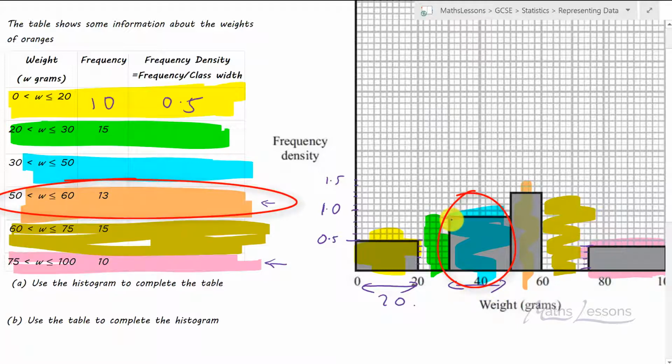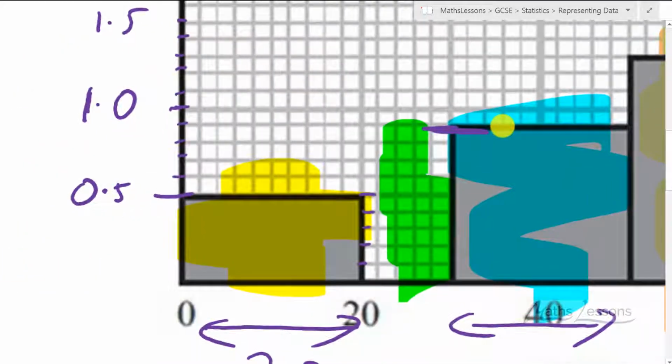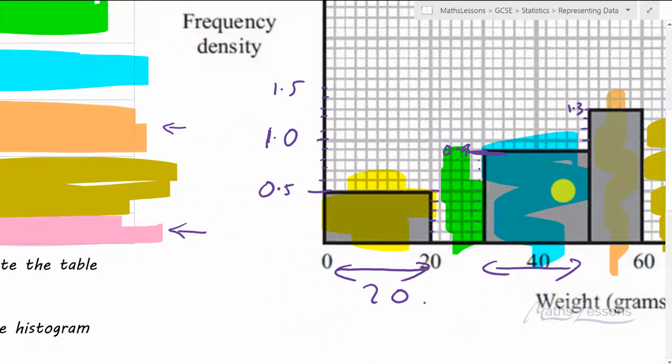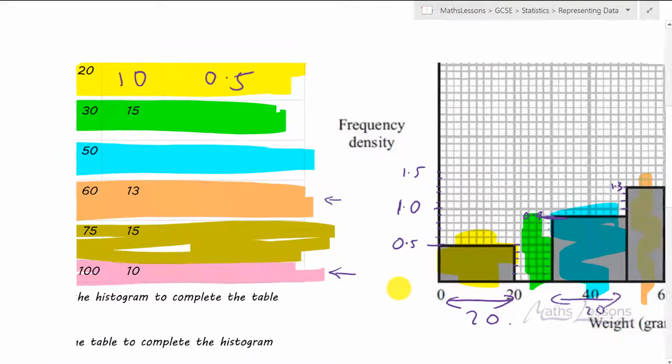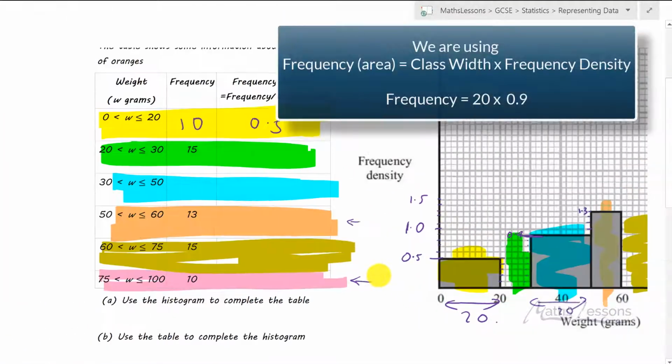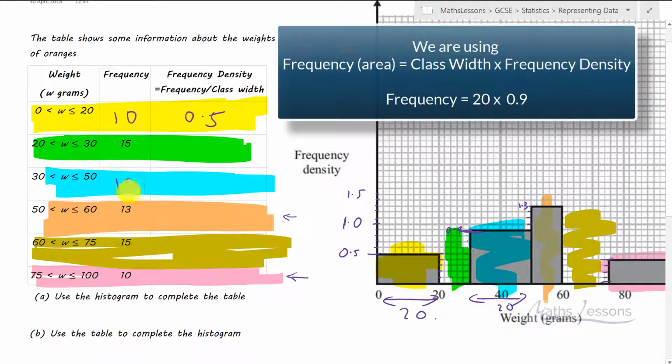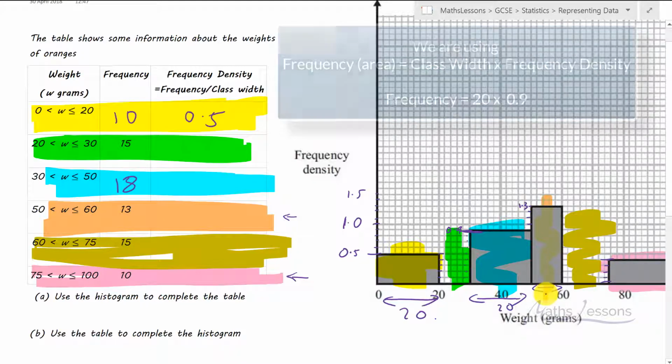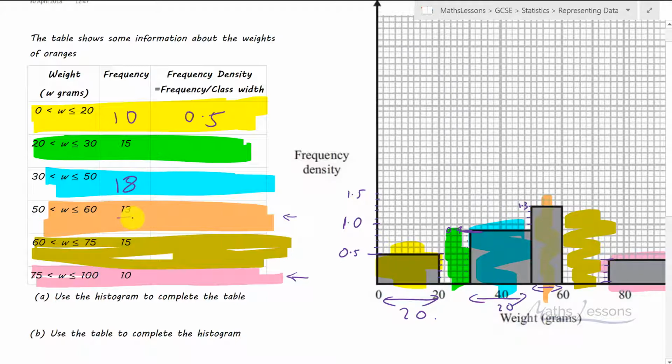And we can see this one here is 1, 2, 3, 4, 5, 6, 7, 8, 0.9 high. Actually, while we're here, 1.0, 1.1, 1.2, 1.3 high is the height of that bar. So we have got a class width of 20 times 0.9, and that will give us a frequency of 18. And just to check this is all working, look, that bar is 10 times 1.3 which will give us the 13 here.